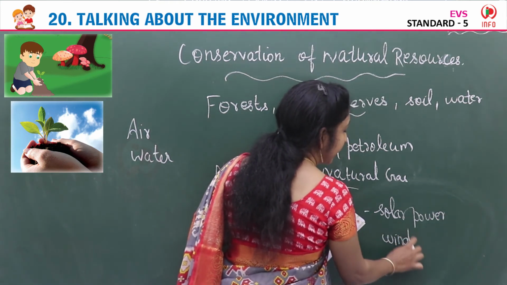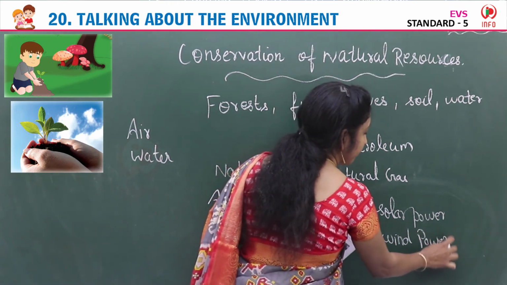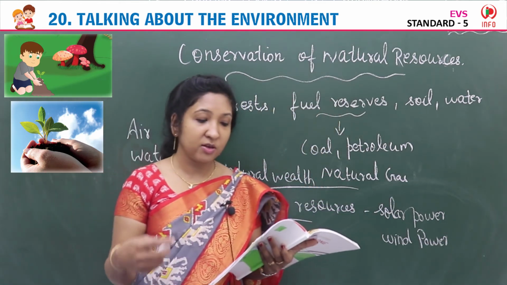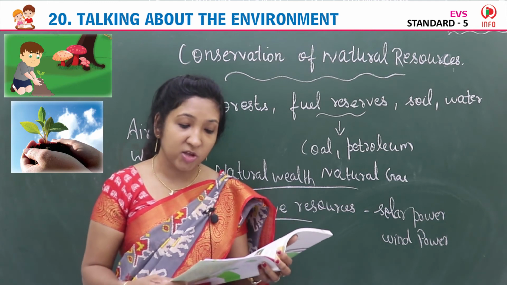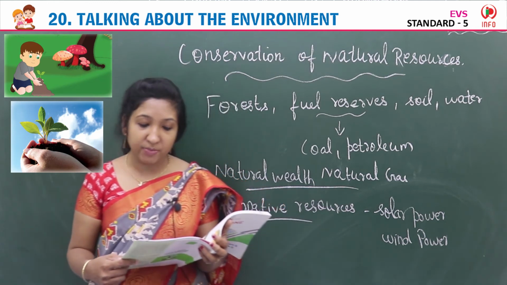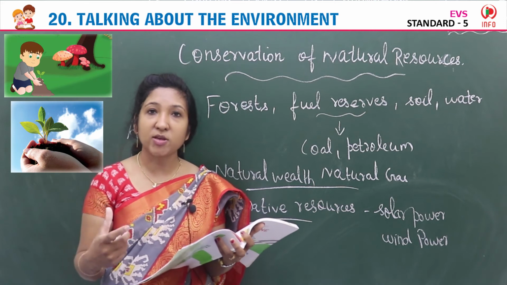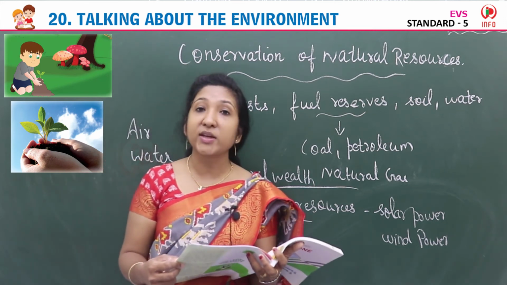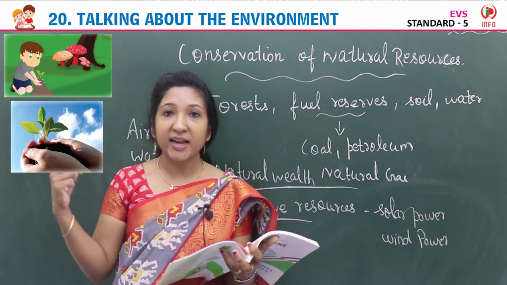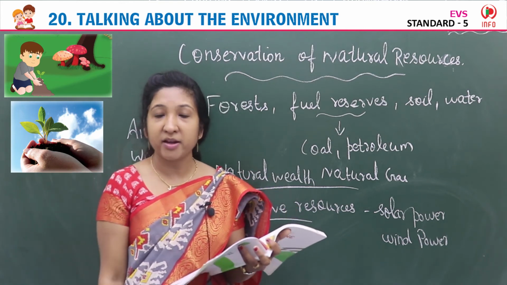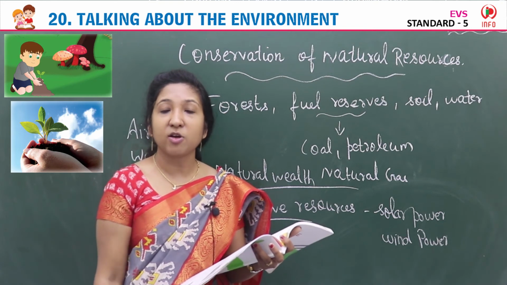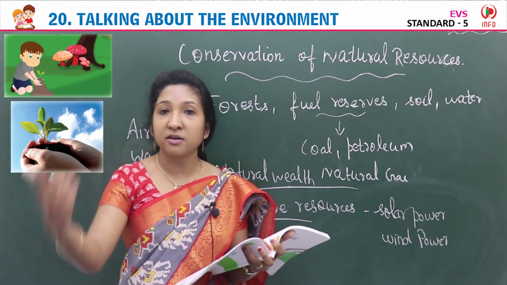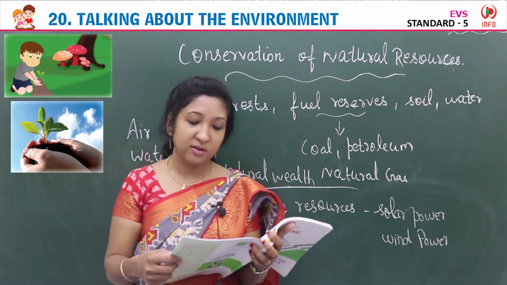These are some alternative sources to conserve our natural resources. Like solar power: we use solar energy, the heat from the sun, for generating electricity. So nowadays street lights and all are using solar power. We use solar cookers and solar heaters nowadays. So these are alternative sources. We can conserve our natural resources by using solar power.